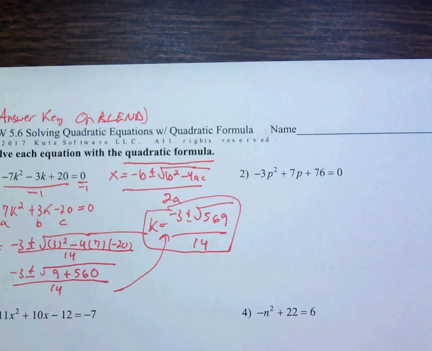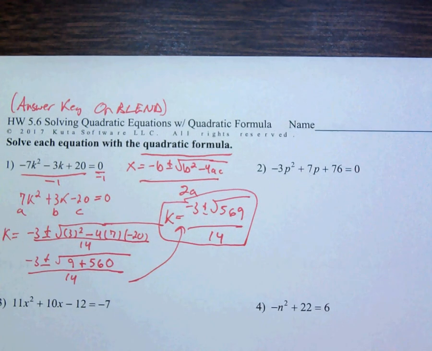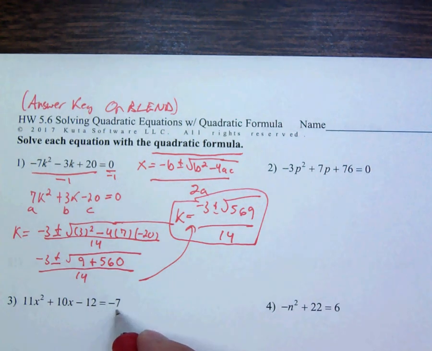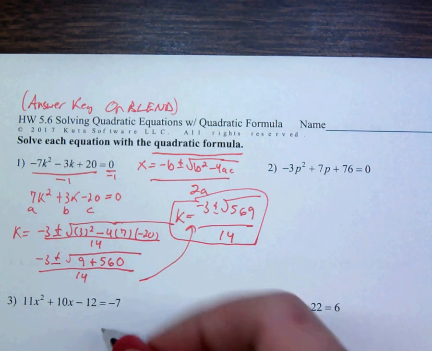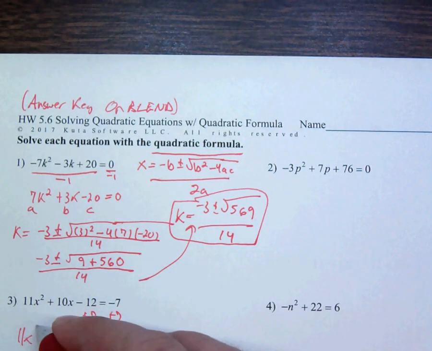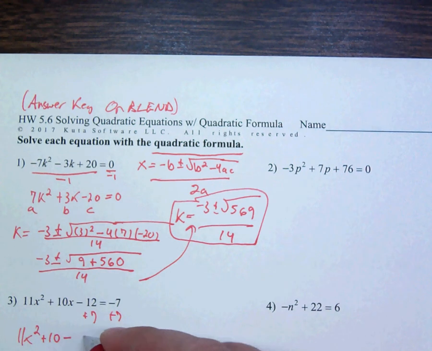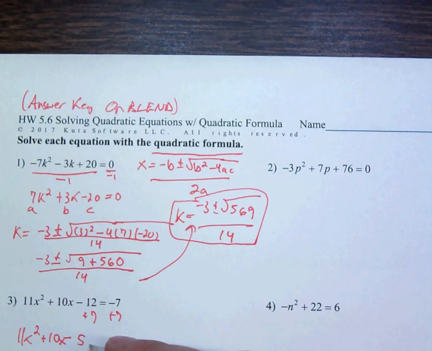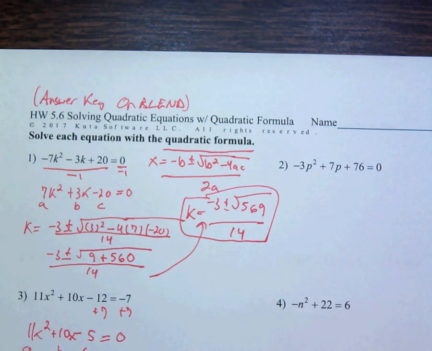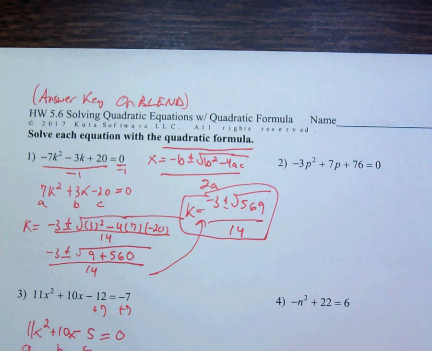Okay, let's do number 3, which comes out somewhat different. This time, the quadratic equation is not equal to 0. Because it's not equal to 0, I need to first start by making it equal to 0. So I add 7 to both sides, and get 11x squared plus 10x minus 5 equals 0. A is 11, B is 10, C is -5, and so I'm going to jump straight into doing the quadratic formula.